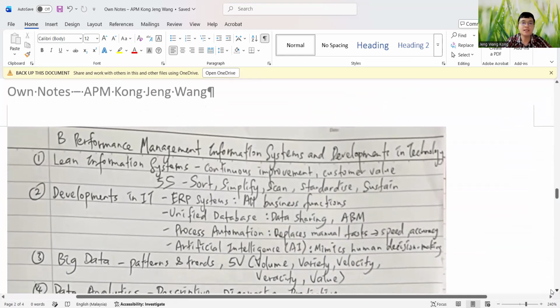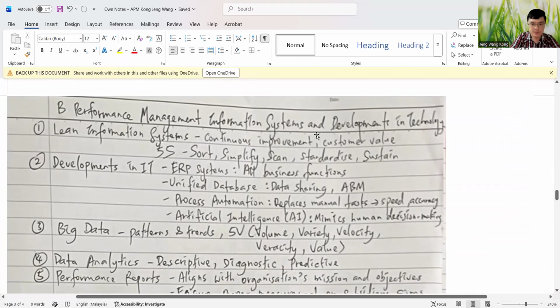All right. This one is about lean information systems: continuous improvement and customer value. They have the 5S here, which is sort, simplify, scrub, standardize, sustain. Developments in information technology, we have the ERP system. That means combining all the business functions, integrated into one system, with a unified database and data sharing, which is very useful for activity-based management because of the data sharing.